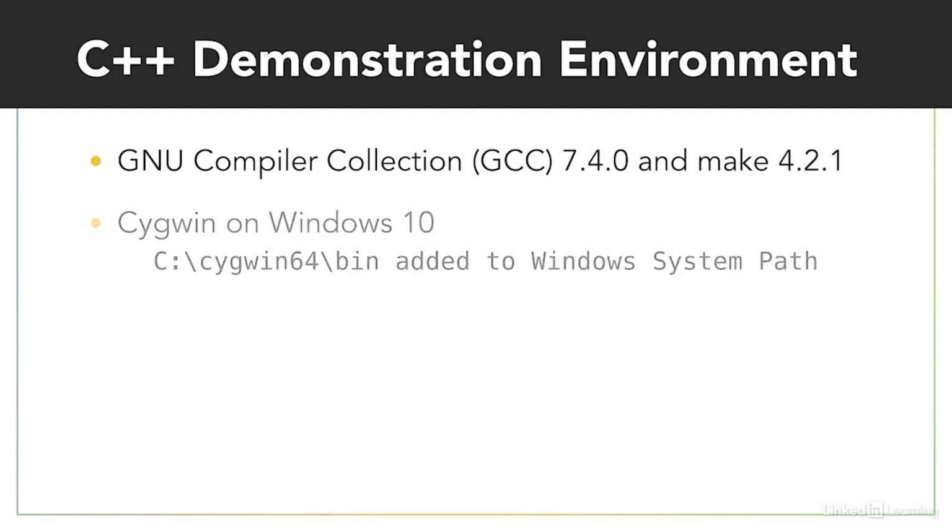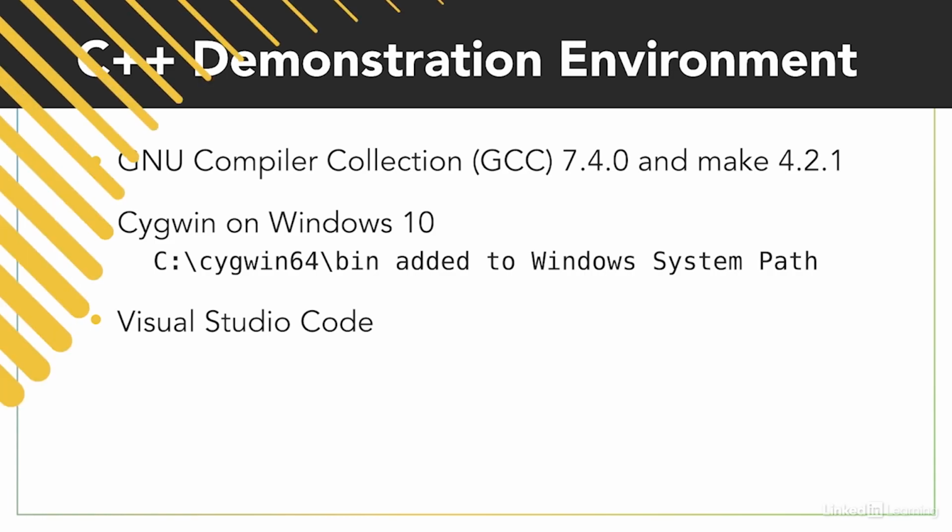We'll be using Cygwin to emulate a Unix-like POSIX-compliant environment on our Windows 10 computer. If you'll be using Cygwin as well to follow along, use the Cygwin setup utility to install the gcc-g++ and make packages, and add the Cygwin bin directory to your Windows system path. Finally, to edit our source files, we'll be using Visual Studio Code, but feel free to use any code editor that you're already comfortable using.